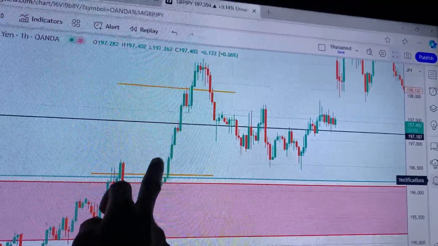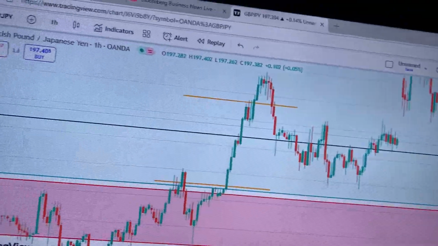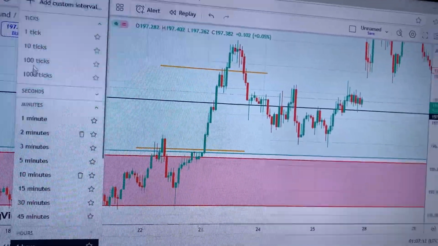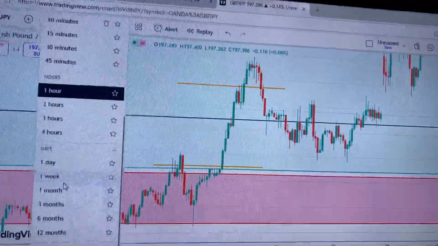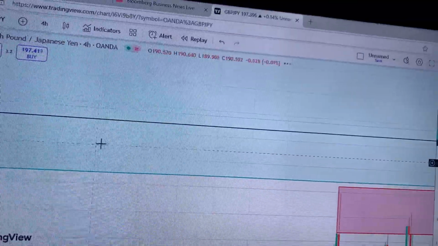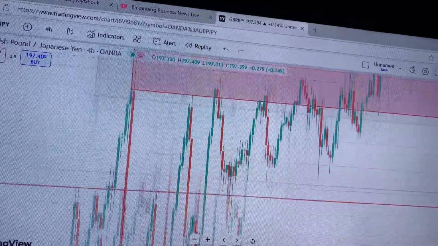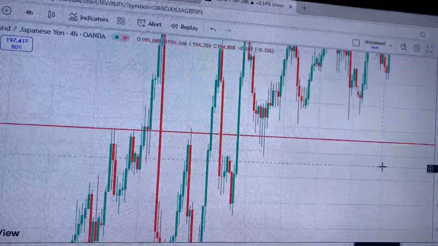And when you switch to 30 minutes, you still find it. And when you switch to 15 minutes, you still find it. But I like using my 4-hour setup first, because 4 hours is like the top notch. Wow, look at this fair value gap here.